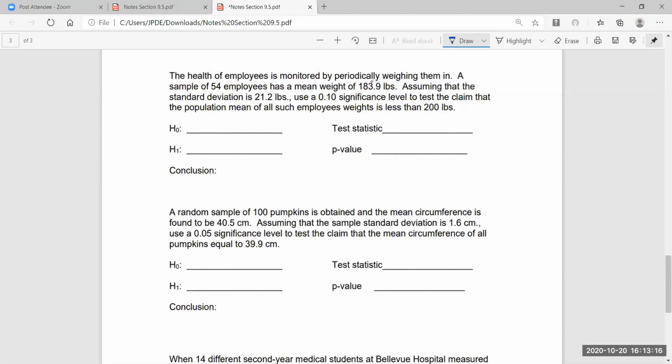So we have the health of these employees. They're getting weighed in. We have a sample of 54 employees, and they have a mean weight of 183.9. Assuming the standard deviation is 21.2, use a 0.10 significance level to test the claim that the population mean is less than 200.